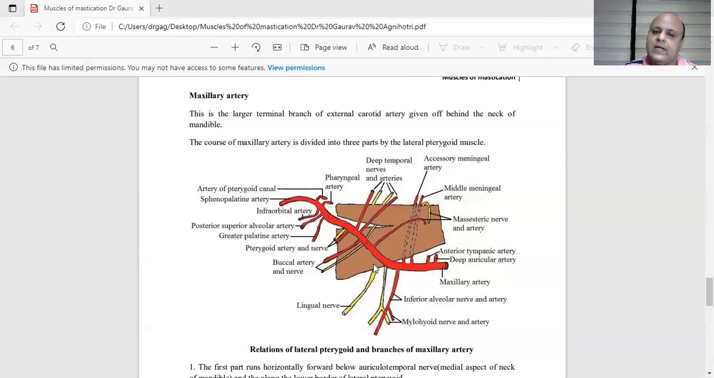So then what lies below? I told you that the lower head of the lateral pterygoid is covered on the anterior aspect and the posterior aspect by the medial pterygoid muscle. So this lingual nerve and inferior alveolar nerve now form the superficial relations of the medial pterygoid muscle, while the deep relation of the medial pterygoid muscle is the superior constrictor of pharynx, and then you have the two muscles attached to the styloid process, the stylopharyngeus and the styloglossus.